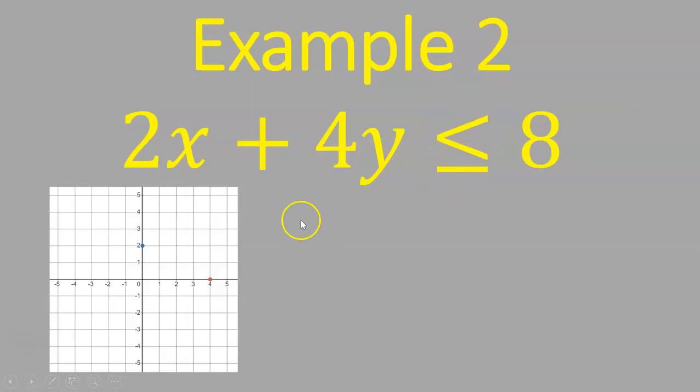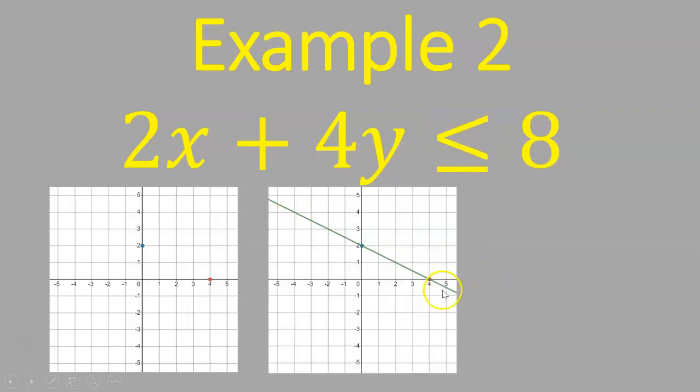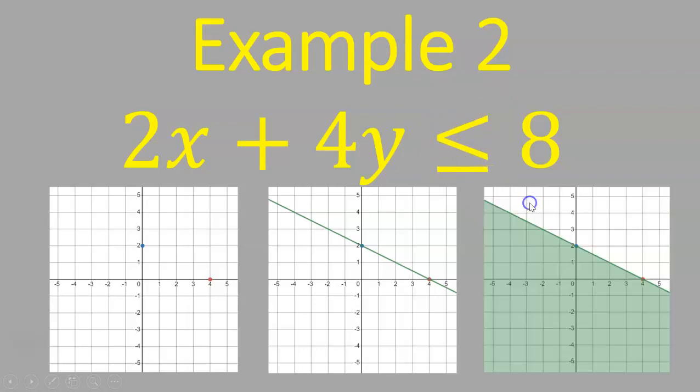Now this time it's underlined, so you're going to connect with a solid line. And this time it's below. Okay, so you're going to shade down below, or like the step 3 that we put on there.